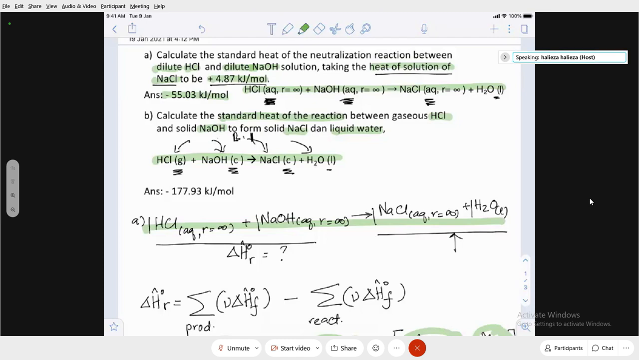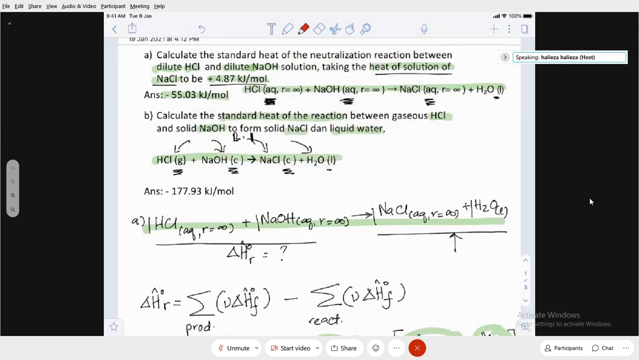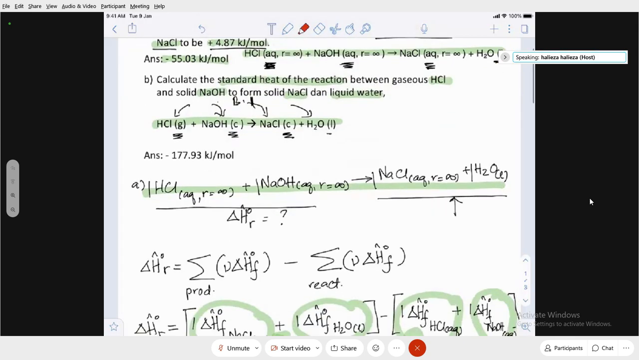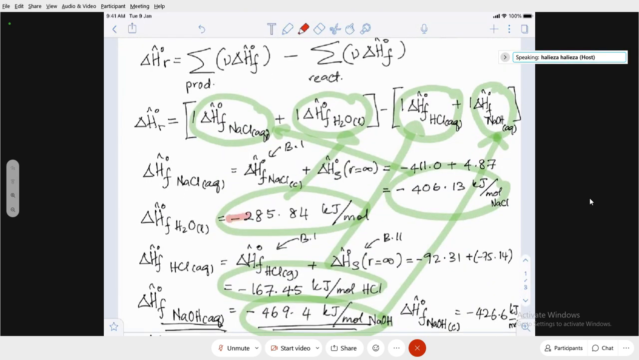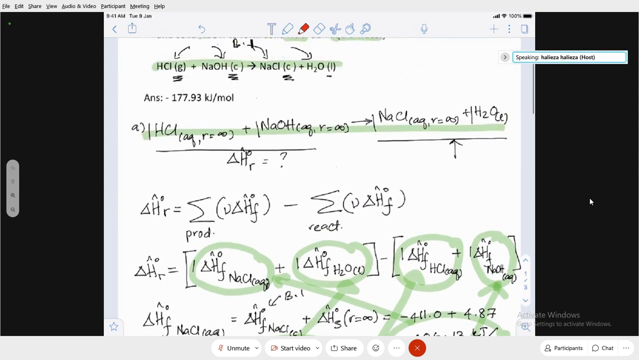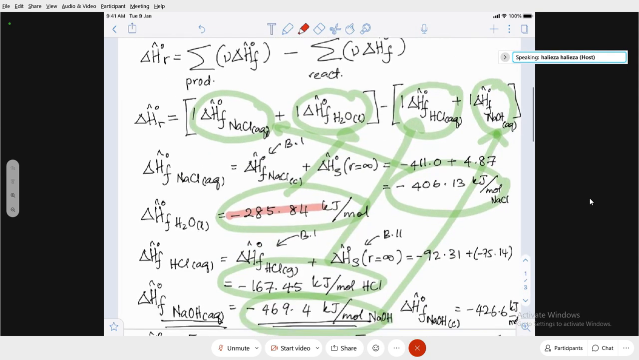I'm going to change the color of the marker, because I'm going to distinguish from what I have highlighted before. The heat of formation of water. I have over here the heat of formation of liquid water. The heat of formation of hydrogen chloride gas. That's the symbol, and that's the value, from appendix B1. It's gas. Only gas, not the aqueous.